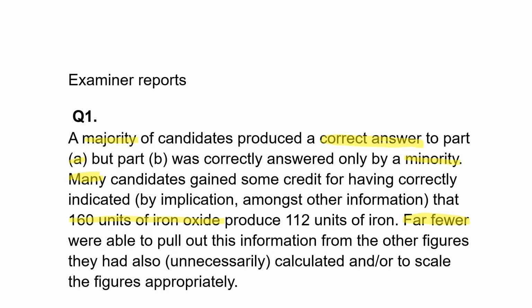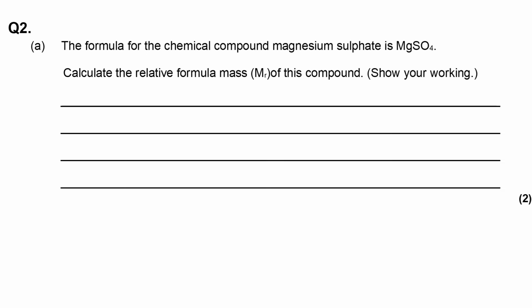Okay, question 2. Now this is a 4-minute question, so 4 minutes allocated. The formula for the chemical compound magnesium sulfate is MgSO4. Calculate the relative formula mass, Mr, of this compound. Show your working.